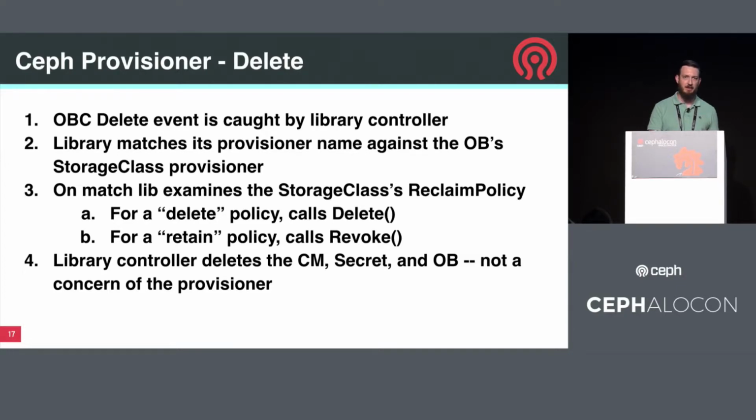To delete buckets, it's the inverse of creating. So you delete the OBC, the controller in the library detects that, deletes the bucket, and cleans up the API objects that created the secret and the config map in the object bucket. It also deletes the user. In the case of a delete policy, it calls delete. Like I said, deletes the bucket. In the case of retain, it just revokes the credentials and deletes the user.